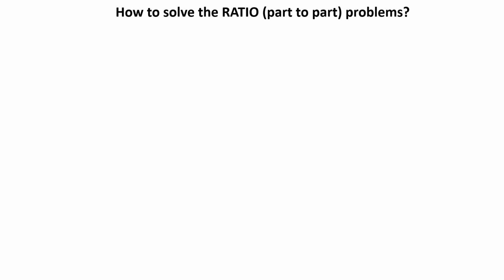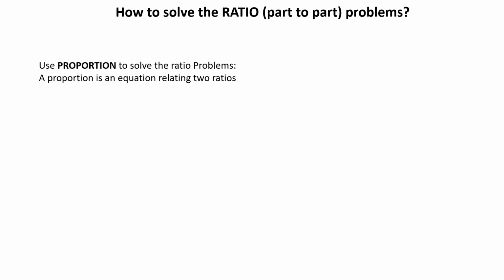In this lesson, we will learn how to solve the ratio, basically part-to-part types of problems. We will use proportion to solve these ratio problems. So, proportion is an equation relating two ratios. Ratio of A is to B is equal to ratio of C is to D.